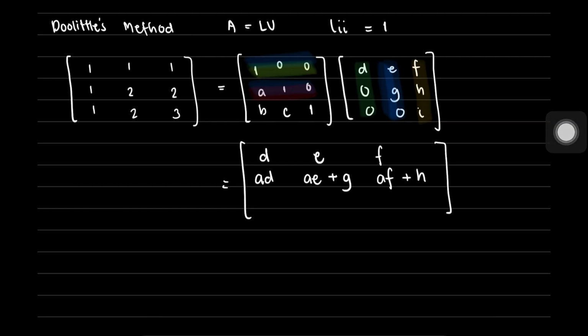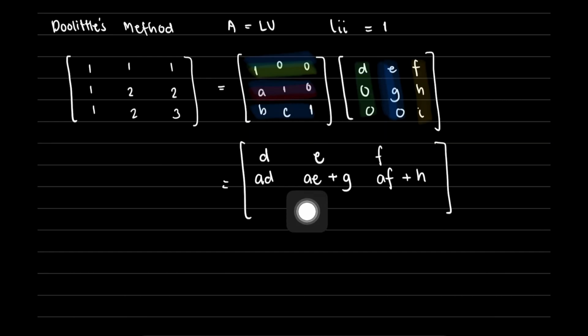And for the last row, we're going to multiply this row with the columns. Okay, so if we're going to determine the element here, we're going to multiply the third row with the first column.